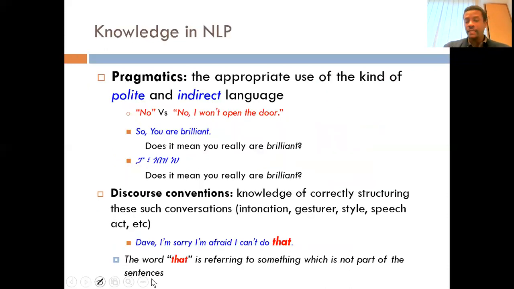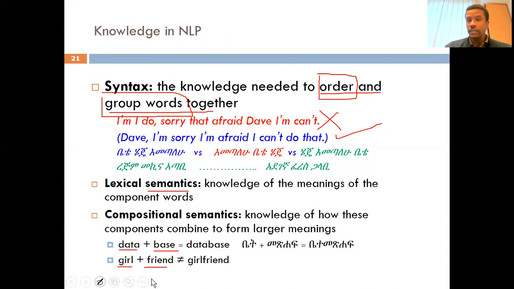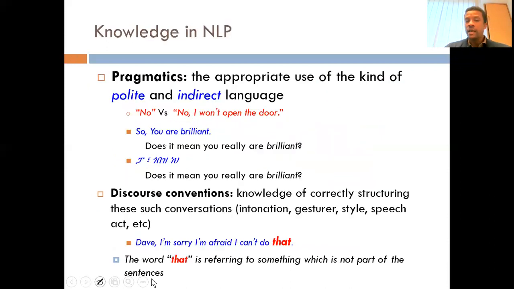So semantics is another one, mind you. So this is going to be the fifth, right? We have phonetics, phonology, morphology, syntax, and semantics. So we have the fifth level of language understanding. The other one is pragmatics. Pragmatics is concerned about the appropriate or an indirect use of a language.